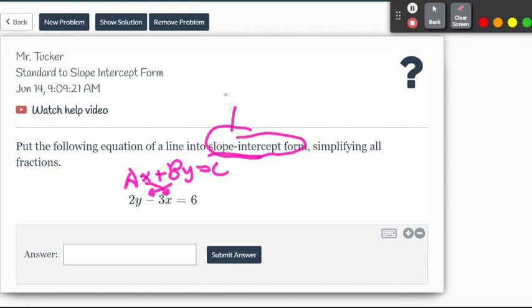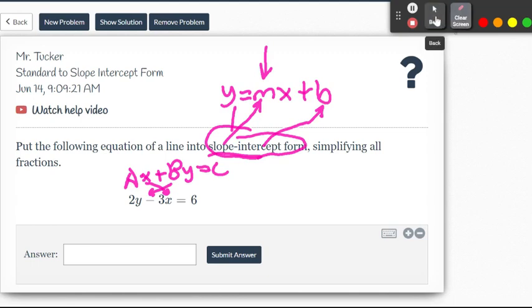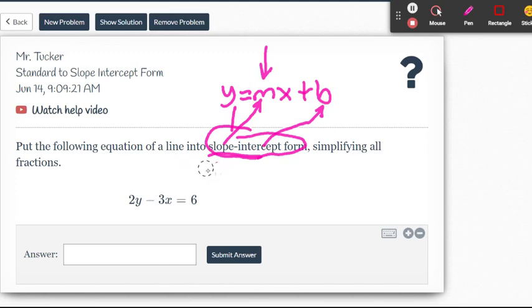Which is why it doesn't really matter. We want y equals mx plus b form, where the slope is present here. That's why we call it slope. And then the intercept, the y-intercept, is the b value. So that's what we want this to turn into. So to do that, what we do is isolate for y. Anytime you're being told to put it in slope-intercept form, ultimately this means isolate y.